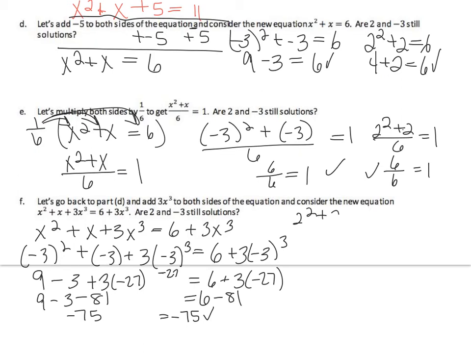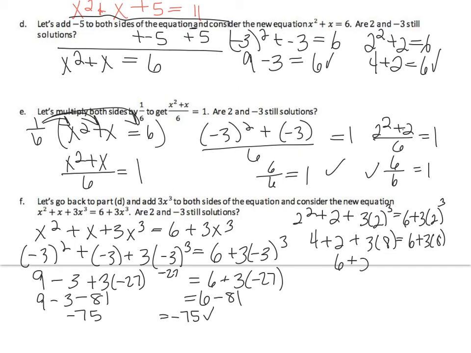2 squared plus 2 plus 3 times 2 cubed equals 6 plus 3 times 2 cubed. 4 plus 2 plus 3 times 8. 6 plus 3 times 8. I get 6 plus 24 equals 6 plus 24. 30 does in fact equal 30, so both work. Yes, they're both still solutions.